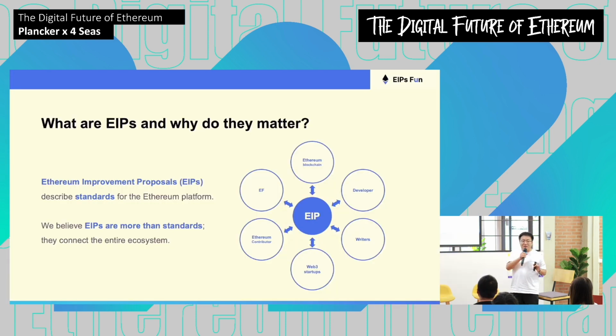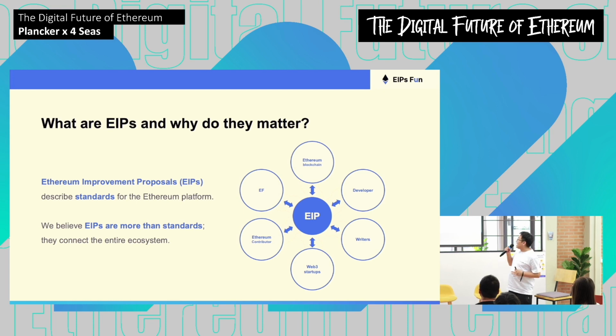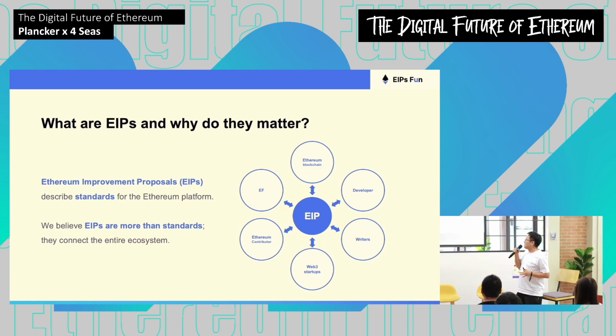Before we go into that project, I would like to explain what EIP is. So, what are EIPs and why do they matter? EIP stands for Ethereum Improvement Proposals, which describe standards for the Ethereum platform. But we think EIPs are more than standards. They are connecting the entire system, including the Ethereum Foundation, the Ethereum blockchain, developers, writers, technical startups, etc.